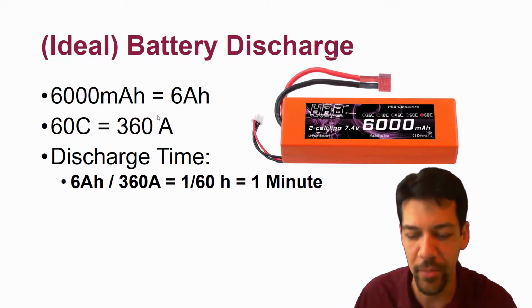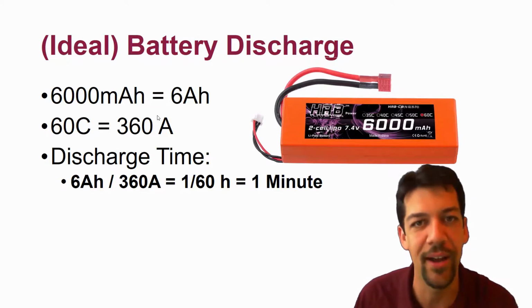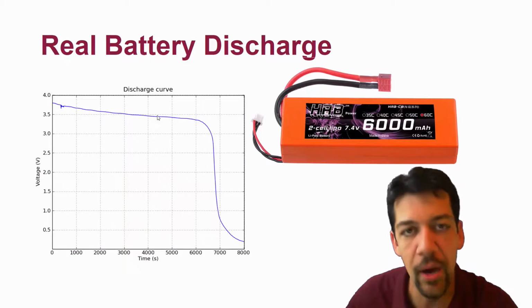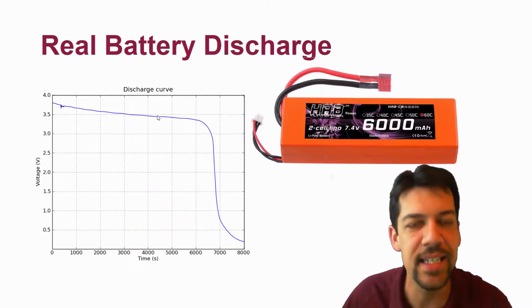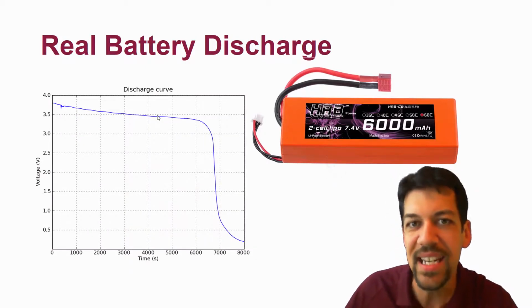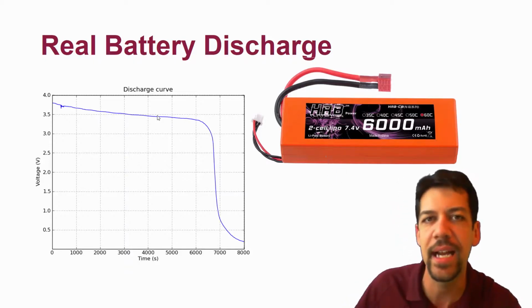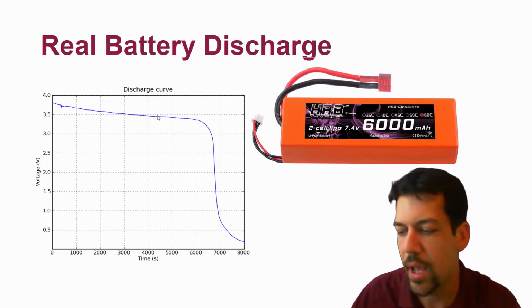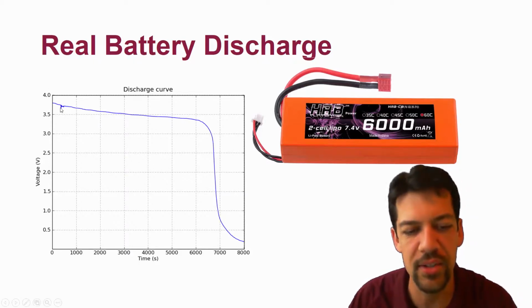So this is actually a really good battery, and this is very illustrative of how we can deal with the runtime of these things. Now, that 60C and that 6,000 milliamps isn't real, right? So that's the ideal discharge rate. That's how much is theoretically in this battery. But our real discharge looks something like this.